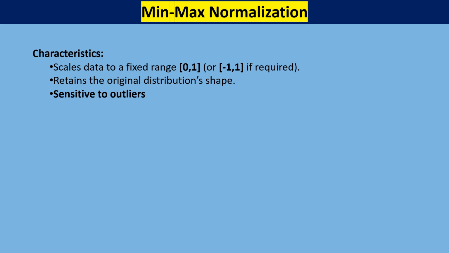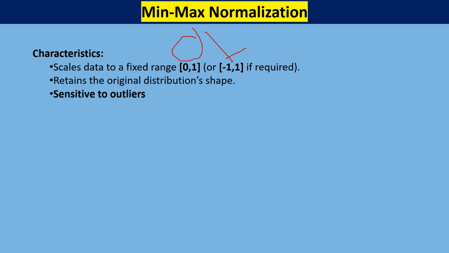Min-max normalization. Min-max normalization scales data into a defined range, 0 to 1, or sometimes, if required, minus 1 to 1.